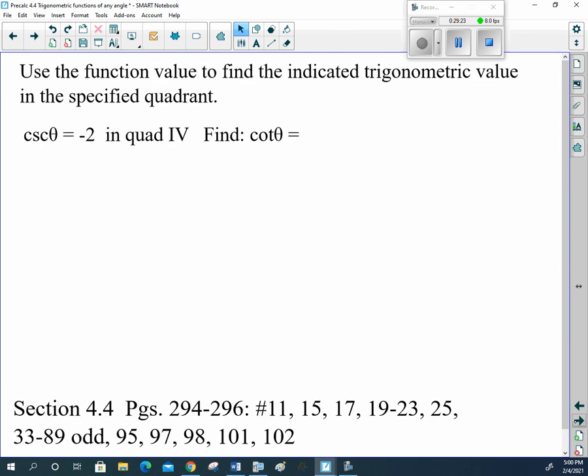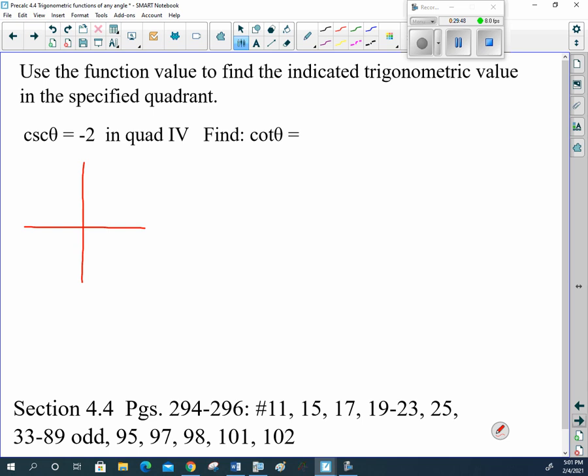All right, so let's try, this is our last one. So this one says, use the function value to find the indicated trigonometric value in a specified quadrant. Okay, so instead of doing all 6, this is a shorter one. We only need to find the cotangent. We're supposed to be in quadrant 4. So I'm going to go ahead and make a sketch here.